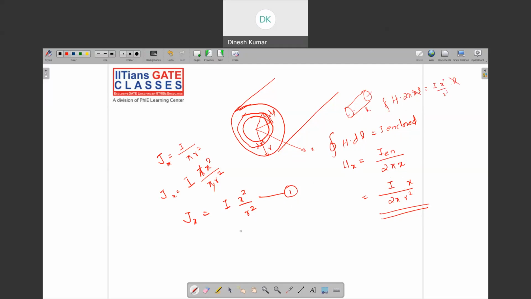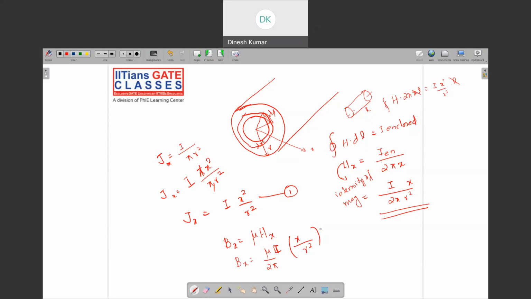So from the Hx, we have to find the Bx. This is basically the magnetic field intensity. Then the magnetic flux density B can be found by multiplying with the permeability. So Bx will be equal to mu into Hx. Hx we know, so B is mu by 2 pi into I into x by r square. So we got the value of Bx.